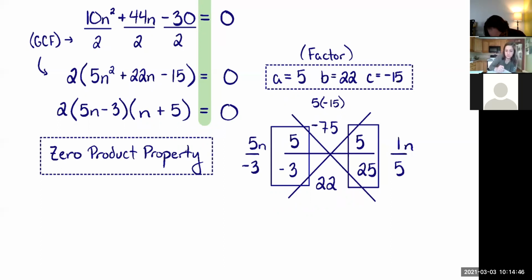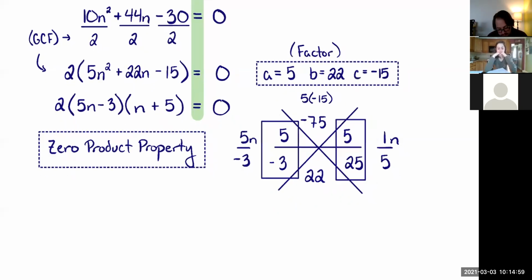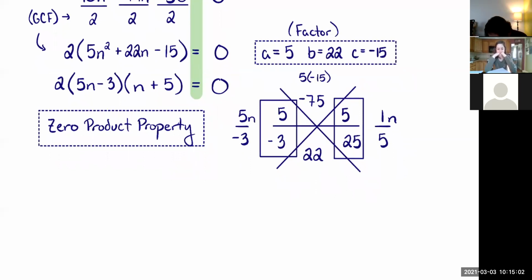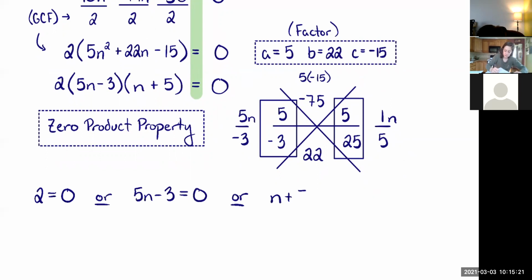The zero product property says that since we have a product of a monomial times 2 binomials, and that product is set equal to 0, then at least one of those parts must also be 0 itself. And we consider all possibilities. So either 2 has to equal 0, or 5n minus 3 has to equal 0, or n plus 5 has to equal 0.